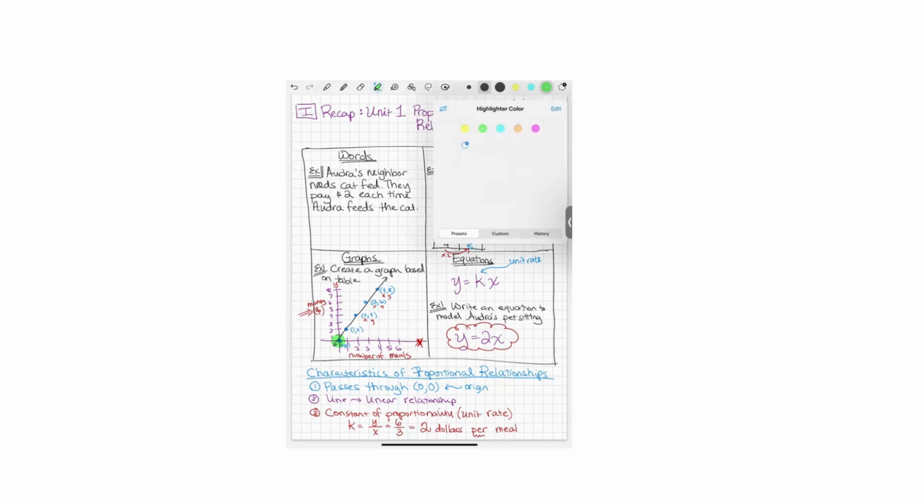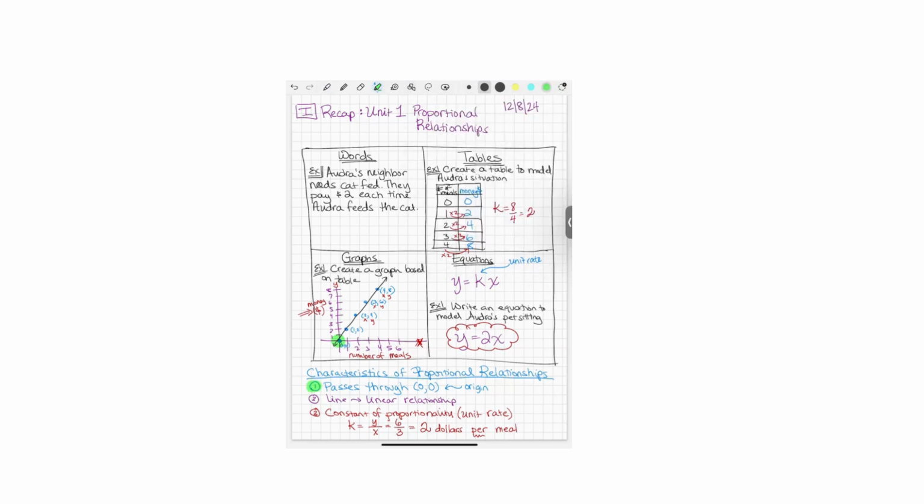Remember, we leave the y as a y. Leave the x as an x, and we just plop in that constant. We put a 2 down. So y equals 2x is exactly the answer that they're looking for there.